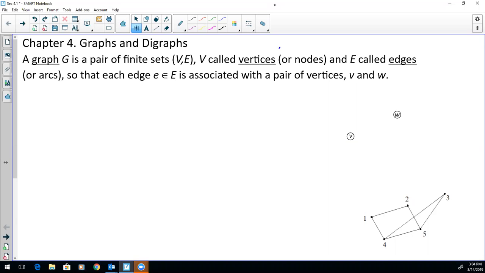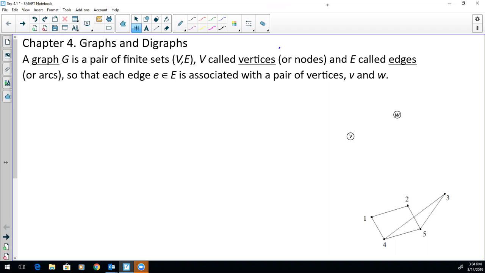Okay, let's do a little bit of introduction here to chapter 4, some basic graph theory ideas. I don't think you'll find this to be particularly difficult material. It's just you've got a lot of new vocabulary to learn, and let's get on with it here.